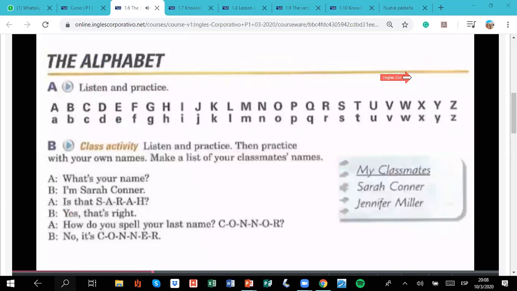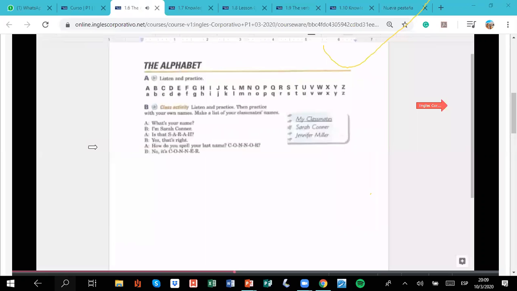Listen and practice. A, B, C, D, E, F, G, H, I, J, K, L, M, N, O, P, Q, R, S, T, U, V, W, X, Y, Z.